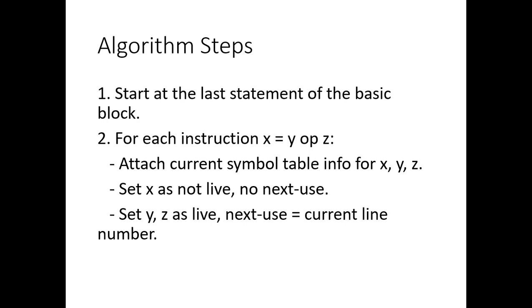These are the algorithm steps of next use information. First, start at the last statement of the basic block, because next use information follows a bottom to up, backward analysis. For each instruction x equals y op z, this is the syntax of three-address code, attach and look up the current liveness and next use from the symbol table. Update the table: x not live, no next use, and y and z live, next use equals the current line.